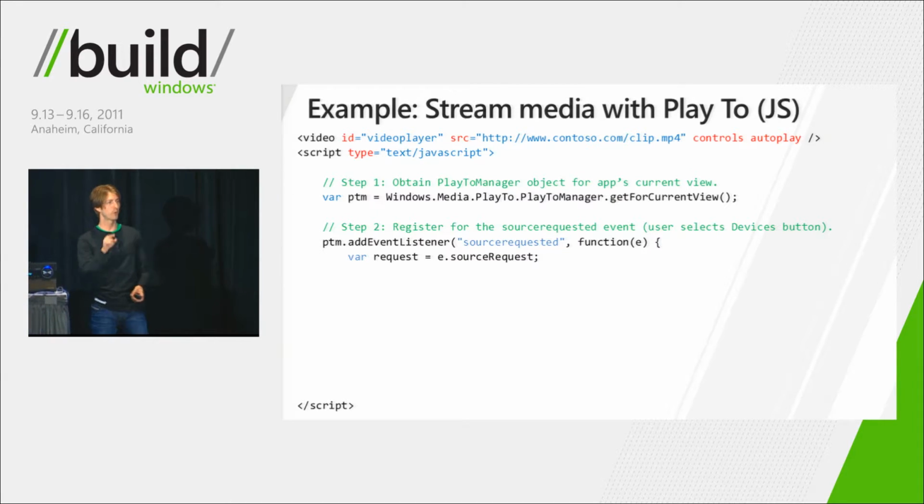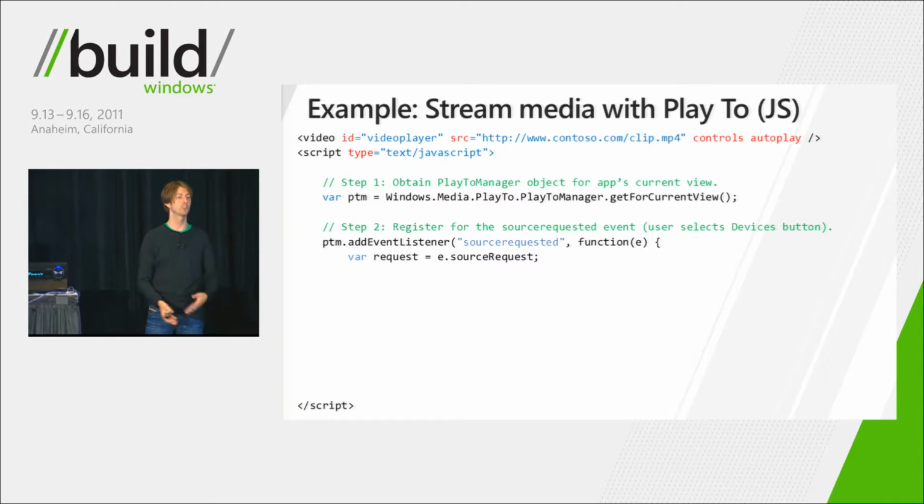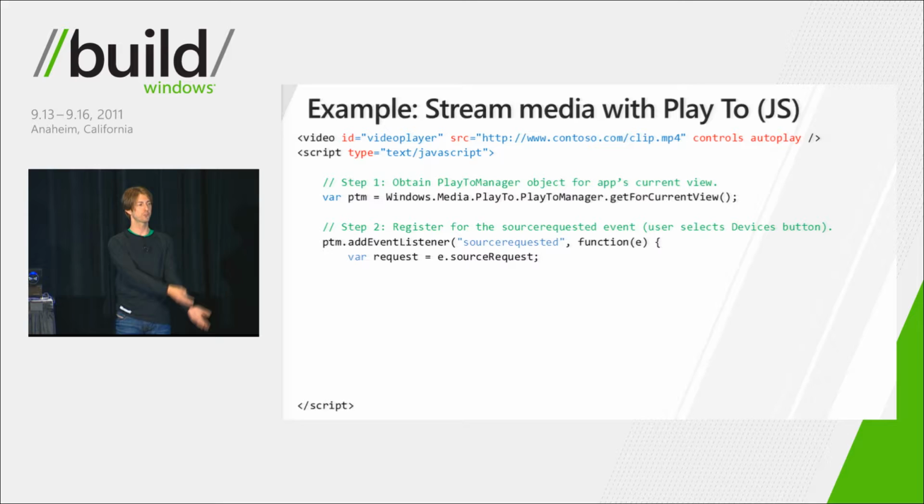Step 2 is you want to know when the user swipes over the charms, the bar with the charms in it, and hits the device button. When they hit the device button, it's important to know whether the application at this time has implemented the contract, actually supports streaming the media inside of that application to it. So there's an event that you listen to, just like in the audio tag I showed you before, where you listen to that ended event before you assign the new source. Here we have an event called source requested. The Play To manager wants to know what is the source of the media that you want to stream.